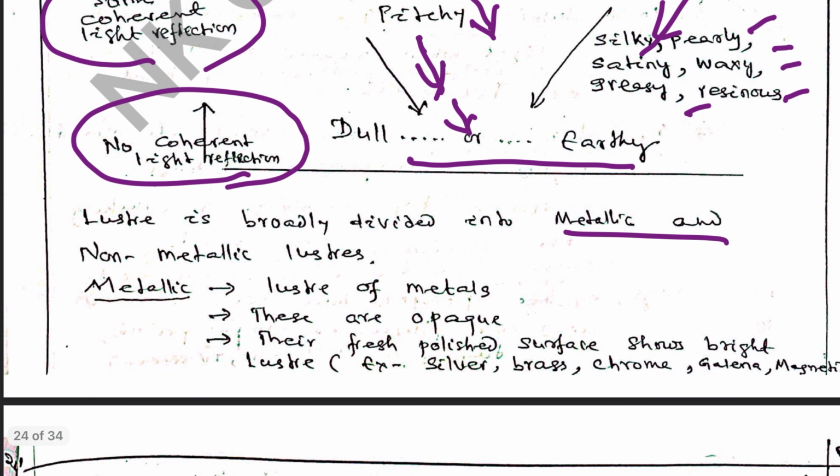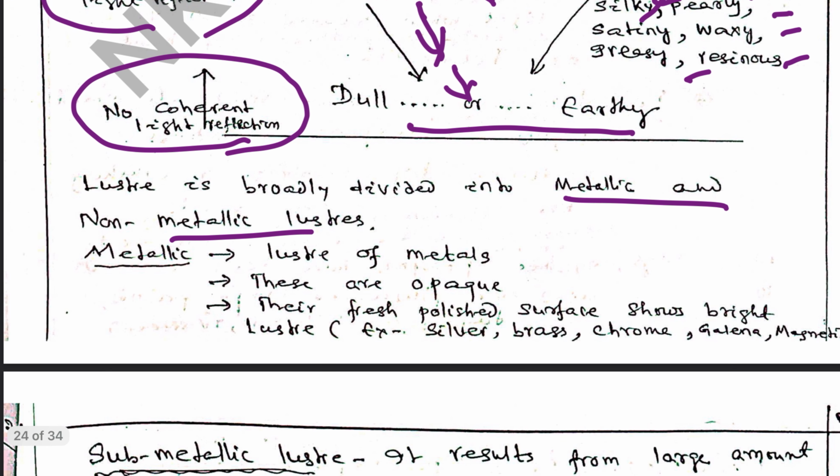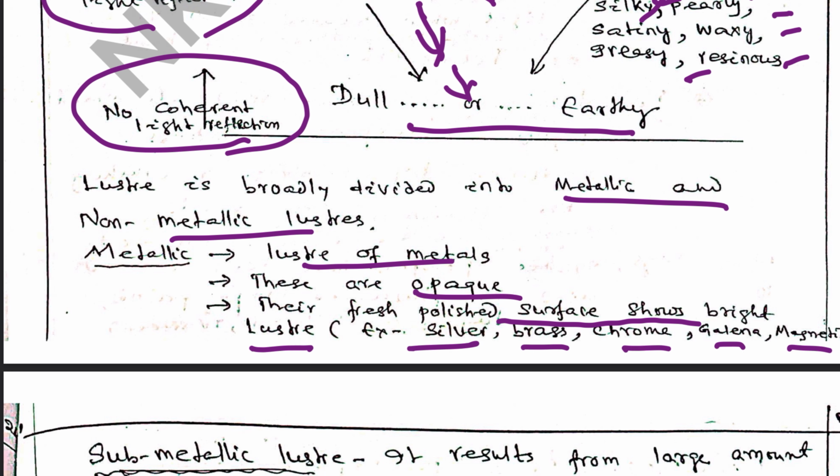So, luster is broadly divided into metallic and non-metallic lusters. In the case of metallic luster, the luster is described for the metals, and these are generally opaque minerals, and the light shines when it falls over the metallic surfaces. So, their face surfaces show bright luster. For example, silver, brass, chrome, galena, magnetite. These are opaque minerals no doubt, but when the light falls over the face surfaces, it is highly reflected. So, their shining capacity is very high, particularly in the case of metals.